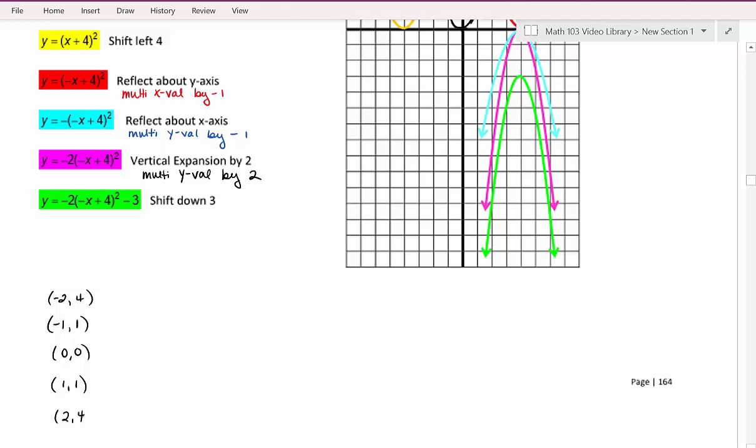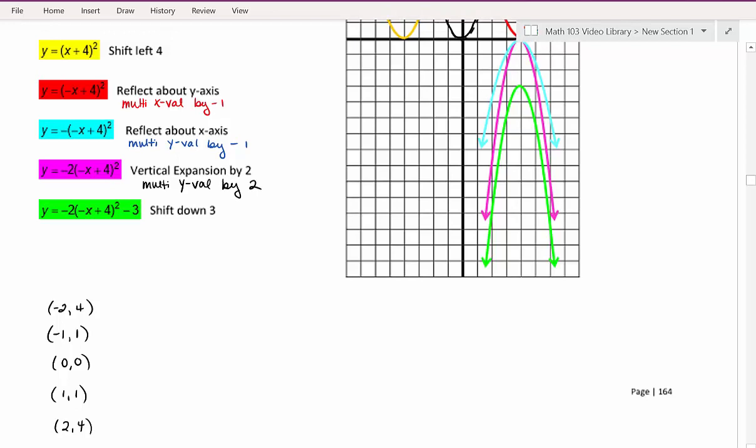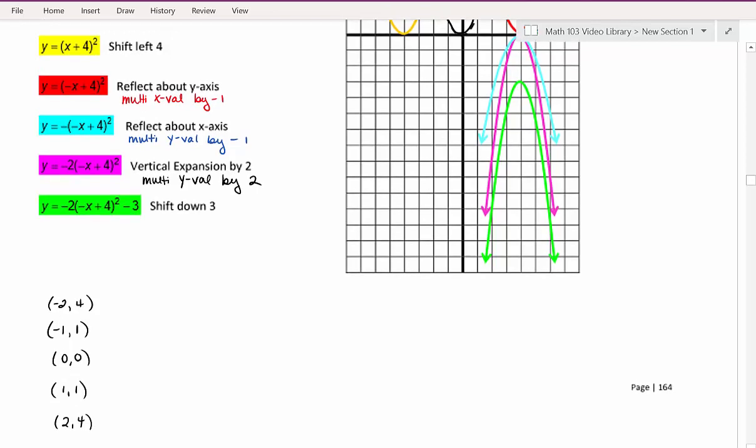And now I'm ready to perform my first transformation. My first transformation is a shift to the left 4. Now, that's a horizontal shift. So think about whether it's going to be the X or the Y coordinate that is going to change when we have a horizontal transformation.